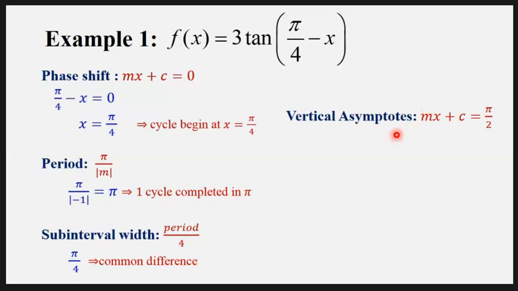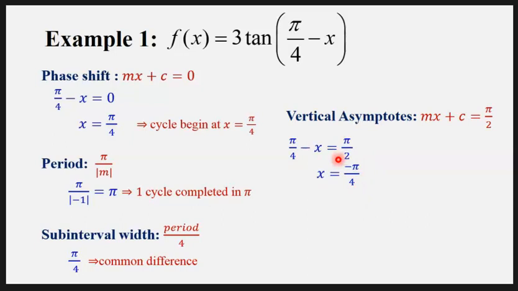We begin the calculation of the vertical asymptote by setting the bracket term, the mx + c term, equal to π/2. Then from there, we solve for the corresponding x value. So we have π/4 − x = π/2. From there, we have x = −π/4. So this is one of the vertical asymptotes that we have in the tangent.